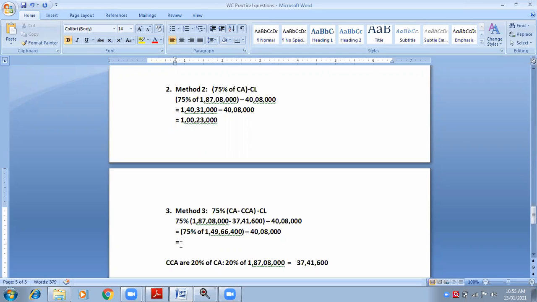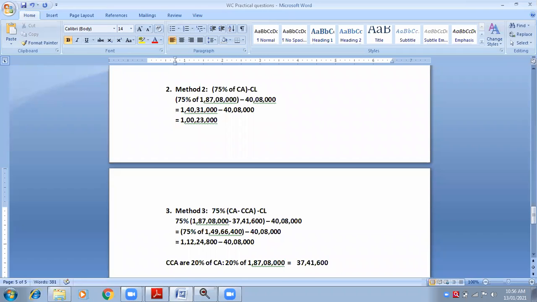Can anybody tell me what is 75 percentage of this? It is 1 crore 12 lakhs 24,800. How did you find this 1 crore 12 lakh 24,800? It is 75 percentage of 1 crore 49 lakh 66,400. Now the bracket is opened. Now you can directly write minus current liabilities, and your current liabilities are 40 lakhs 8,000.